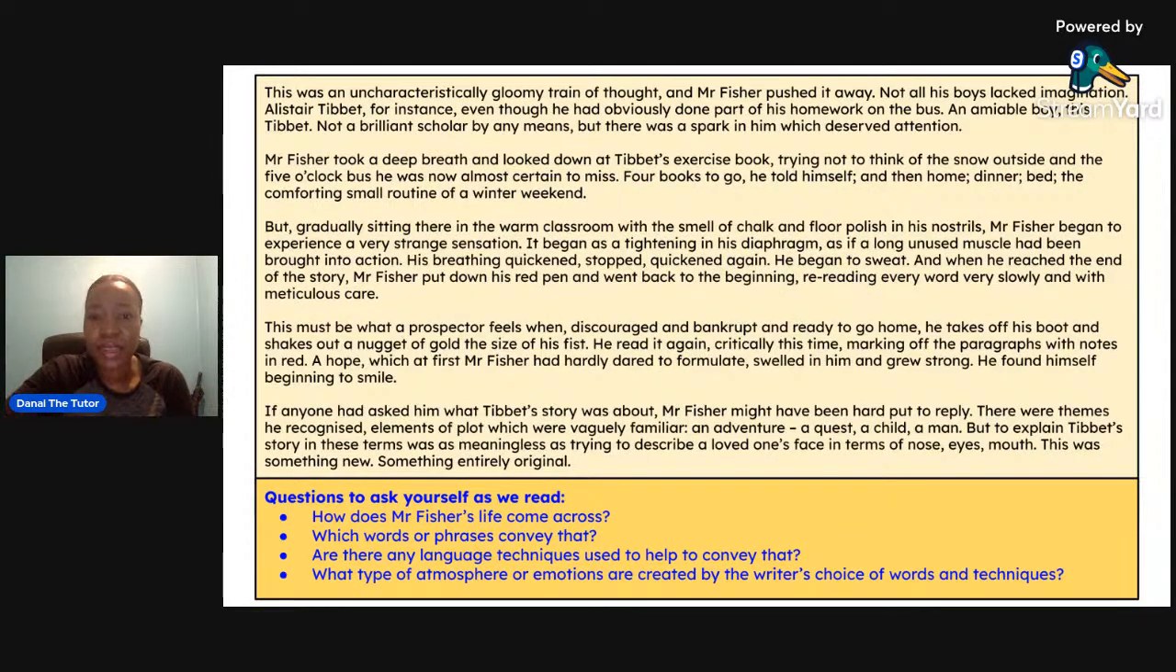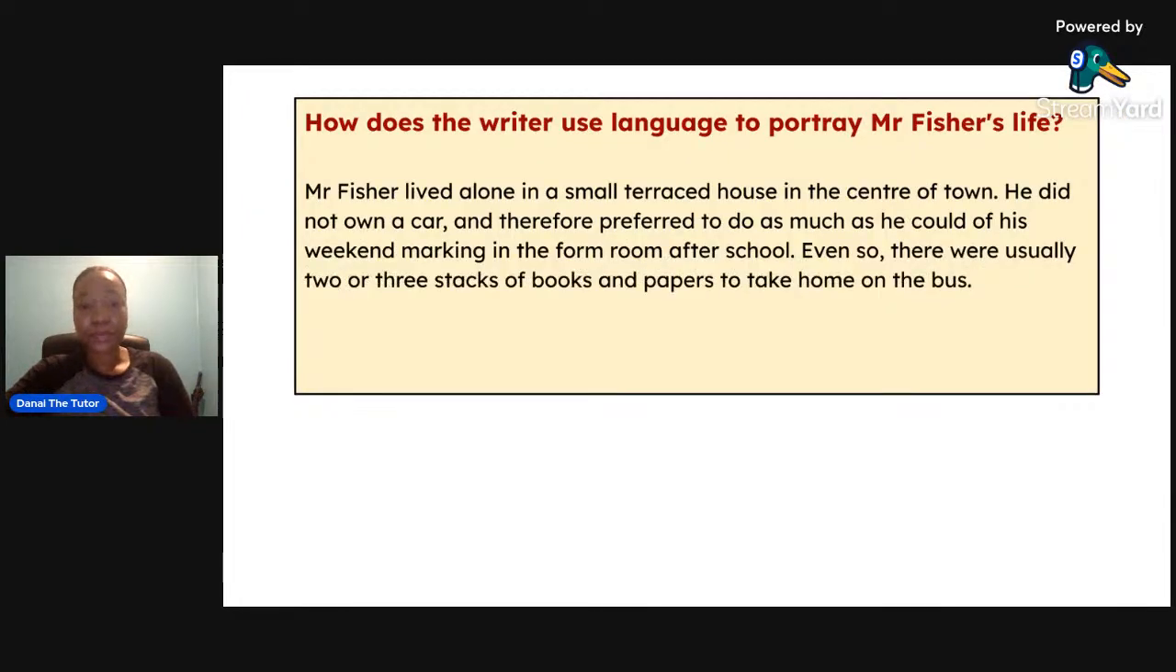So there's more to this text, but I'm actually going to pause there because we only need a portion of this, okay? So I don't want us to run out of time. So we're just going to focus on the part that we need, which is really the first half of the text. So I'm going to talk through the example. And again, the question is, how does the writer use language to portray Mr. Fisher's life? Excuse me.